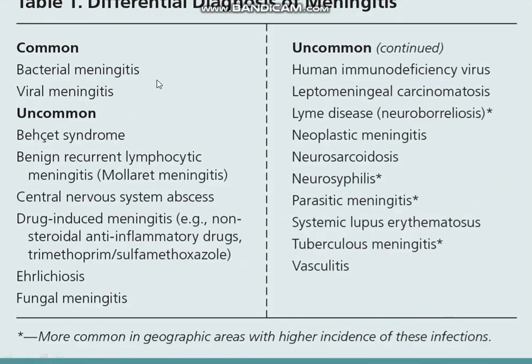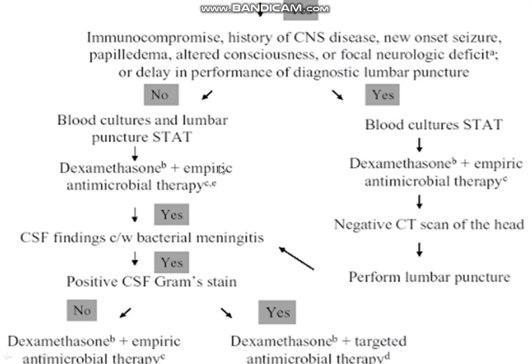Differential diagnosis of bacterial and viral meningitis includes uncommon causes: Behçet syndrome, benign recurrent lymphocytic meningitis, central nervous system abscess, drug induced, human immunodeficiency virus, leptomeningeal carcinomatosis, Lyme disease, neoplastic meningitis, neurosyphilis, parasitic meningitis, SLE, tubercular meningitis, vasculitis.